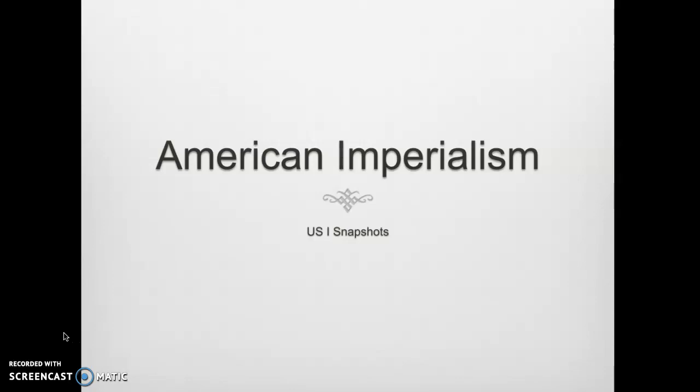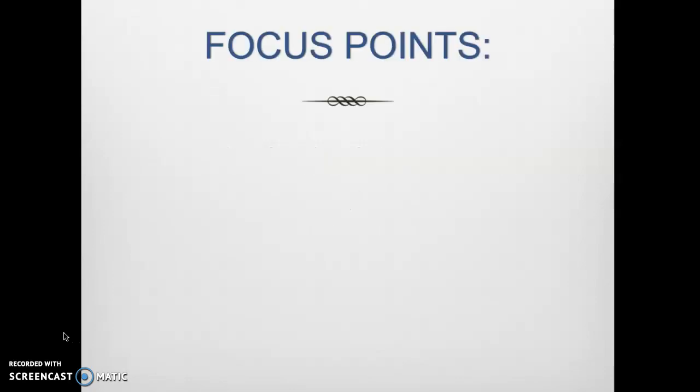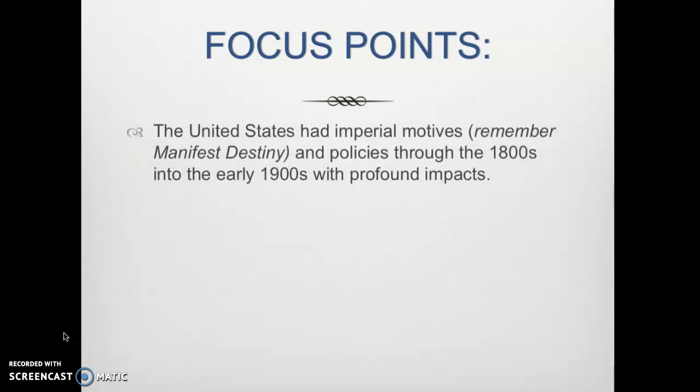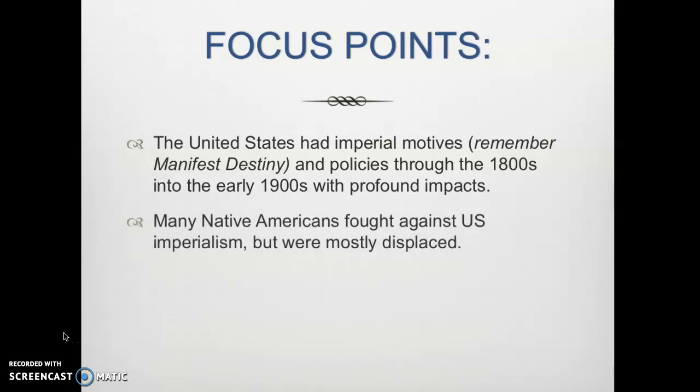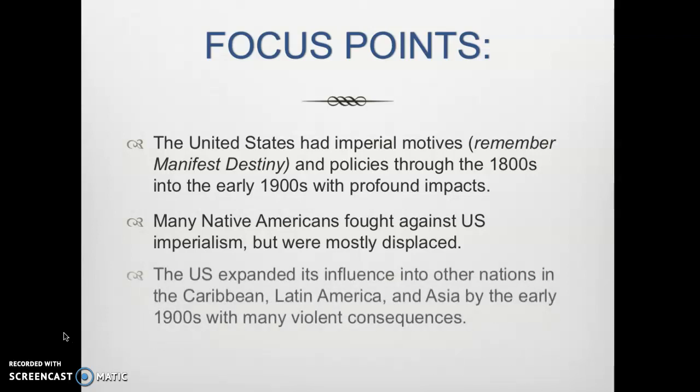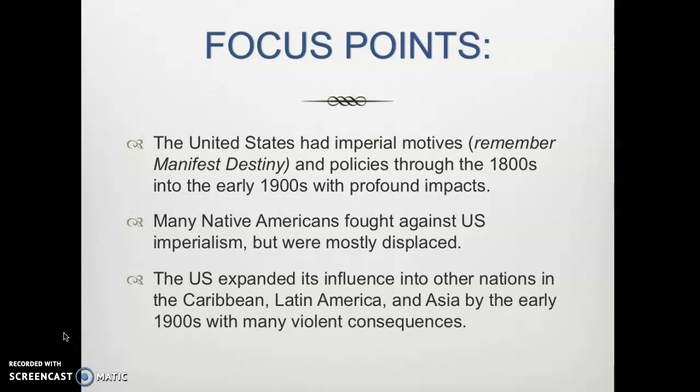Today, American imperialism. Our focus points for today. The United States had imperial motives and policies through the 1800s and into the early 1900s, with huge impacts. Many Native Americans fought against US imperialism, but were mostly displaced. The U.S. expanded its influence into other nations in the Caribbean, Latin America, and Asia by the early 1900s, with many violent consequences.